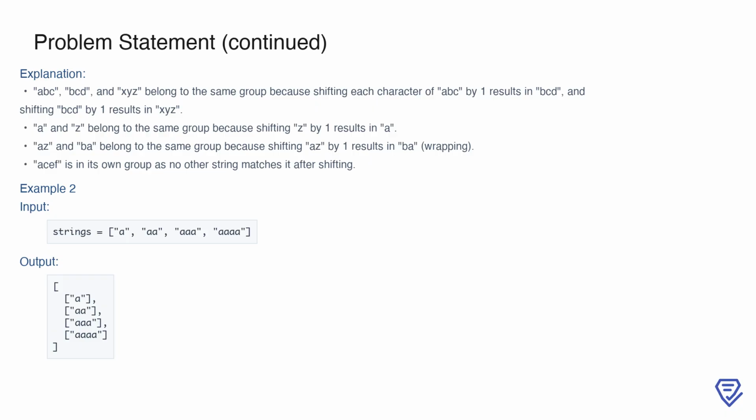Another example involves the input AA, AAA, AAA, where each string is in its own group. This is because no shifting operation can make two different strings identical.